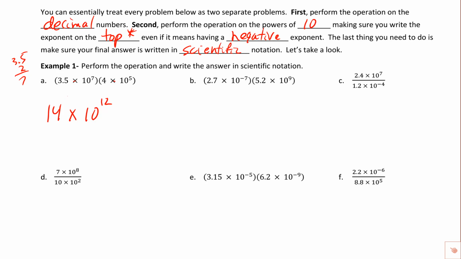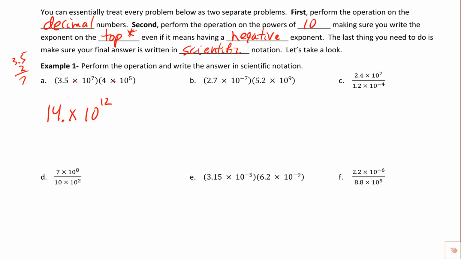Now let's take a look at the answer. We've found the decimal number. We've performed the operation with the powers of 10, and we're multiplying these, so we added the exponents, so we get 10 to the 12th. Then we have to look at it, and we have to make sure that our answer is written in scientific notation. So this is not in scientific notation because the decimal is right there now.